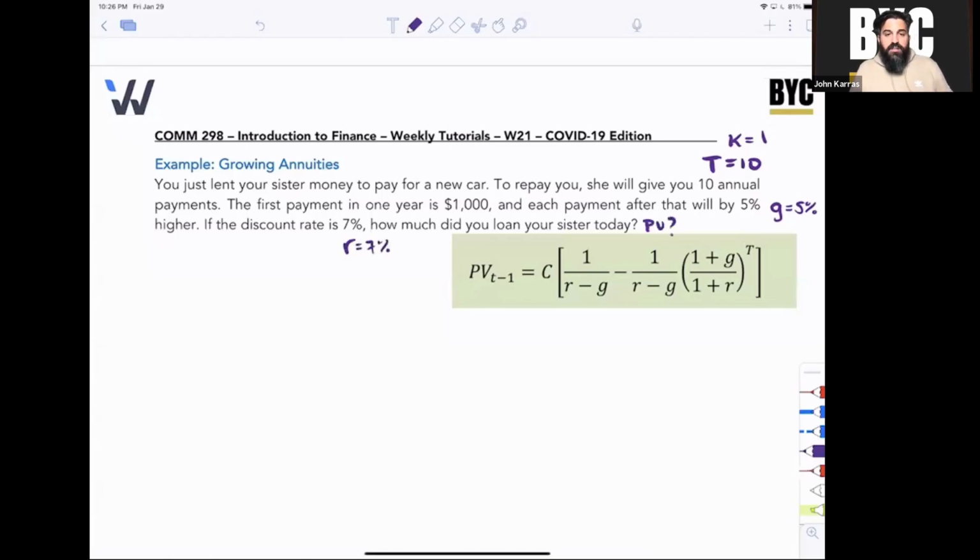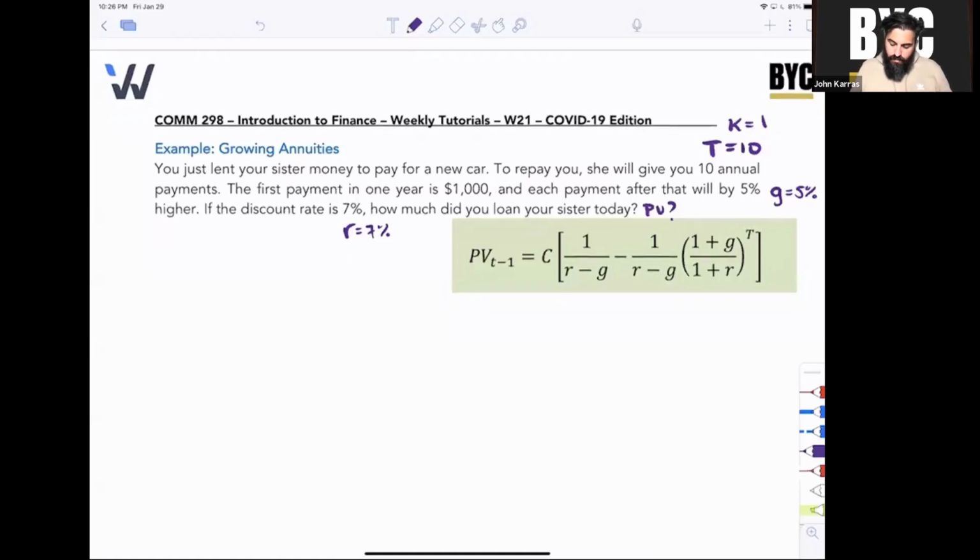In other words, we're asking you what the present value is, right? How much did you give your sister today if she has to give you back these payments for the next 10 years? So let's punch it in. Now, when you're solving this, the C in the formula is always the first payment. It's important to remember that, right? In the other questions, it didn't matter, they're all the same. But when you have growing payments, you're always plugging in the first one.